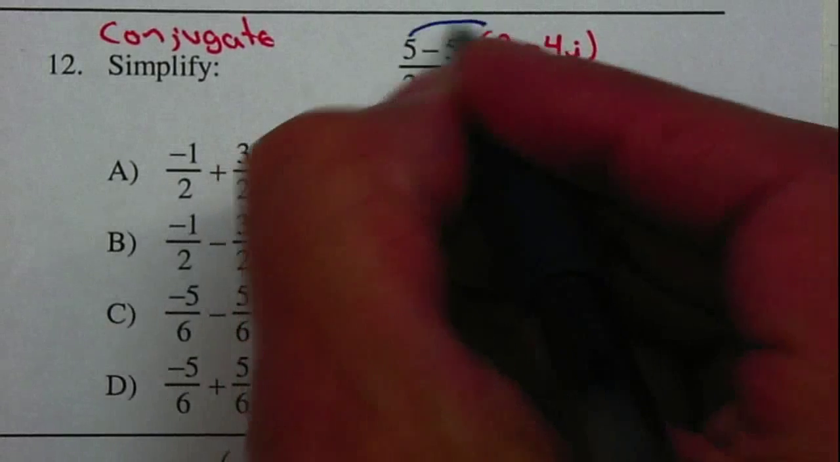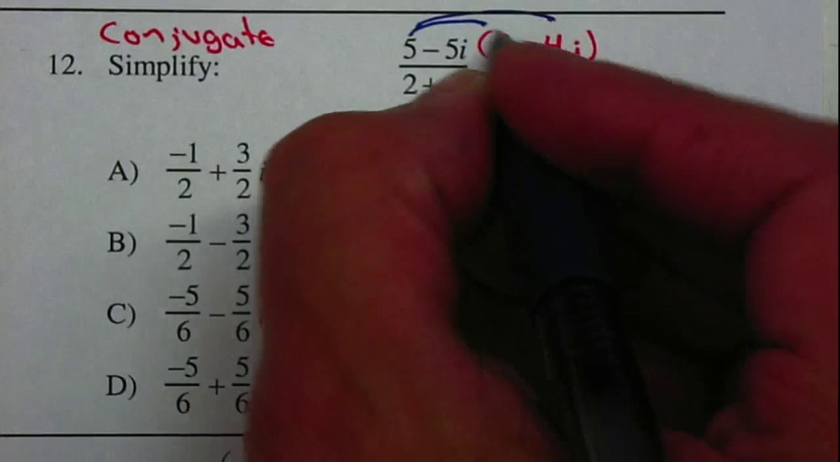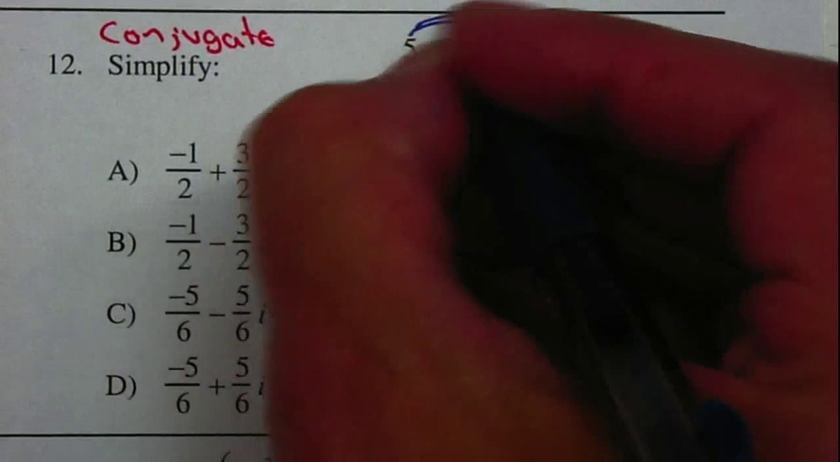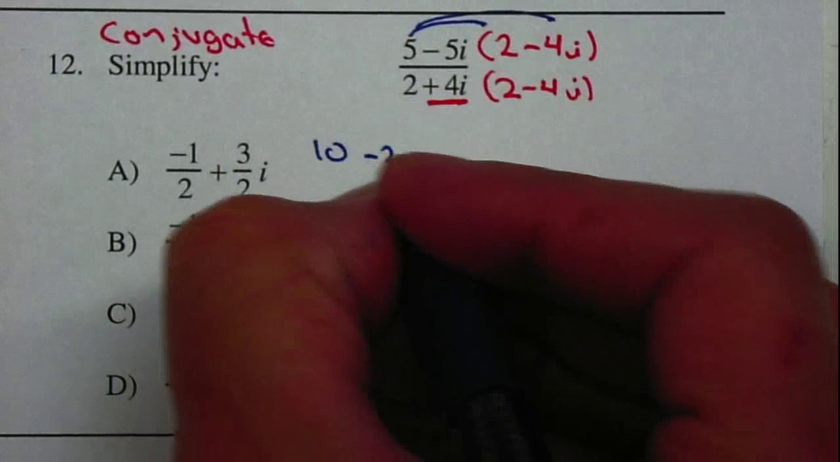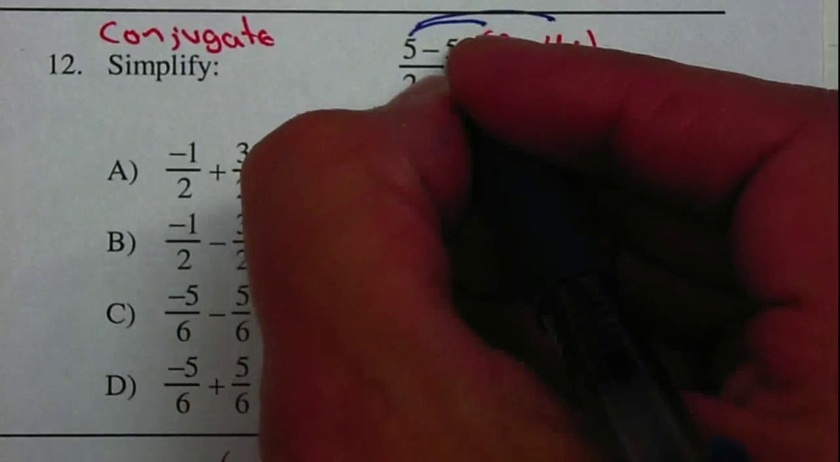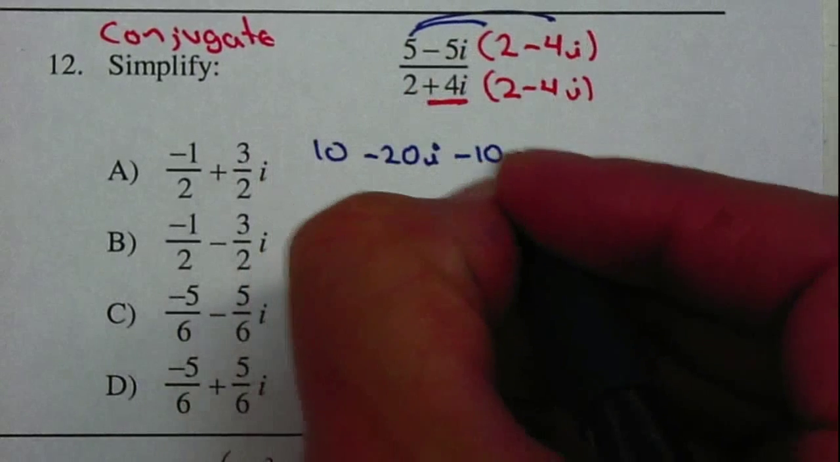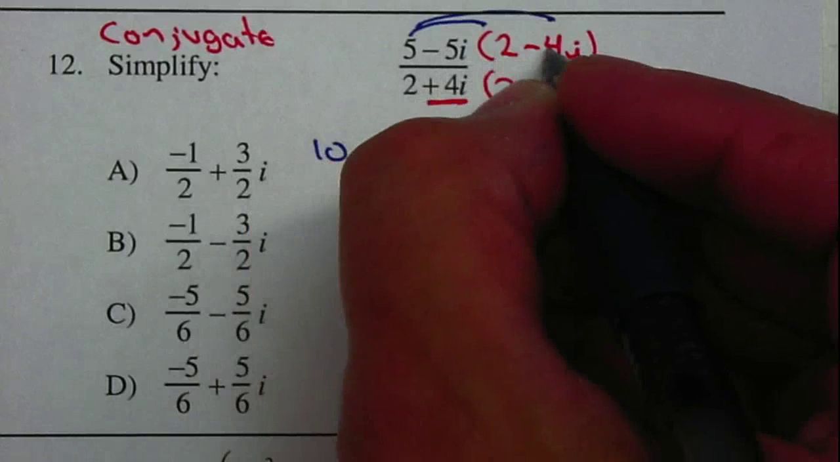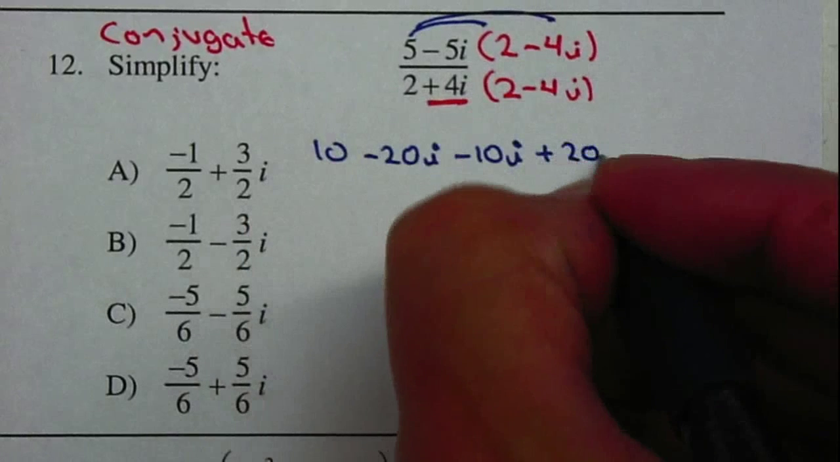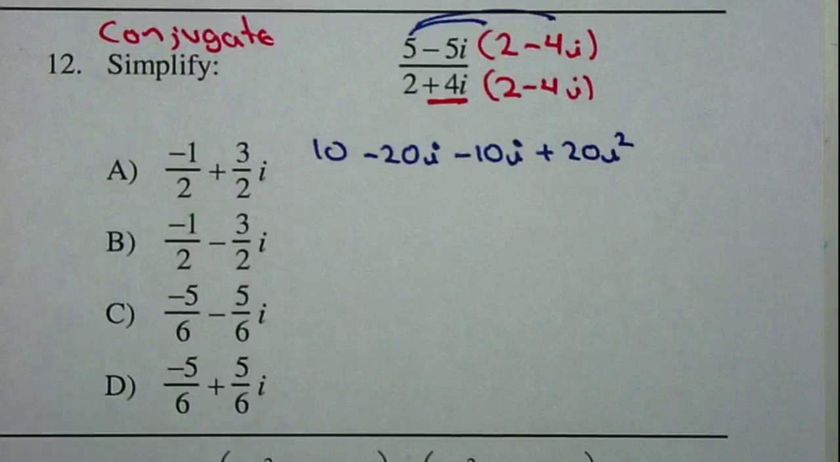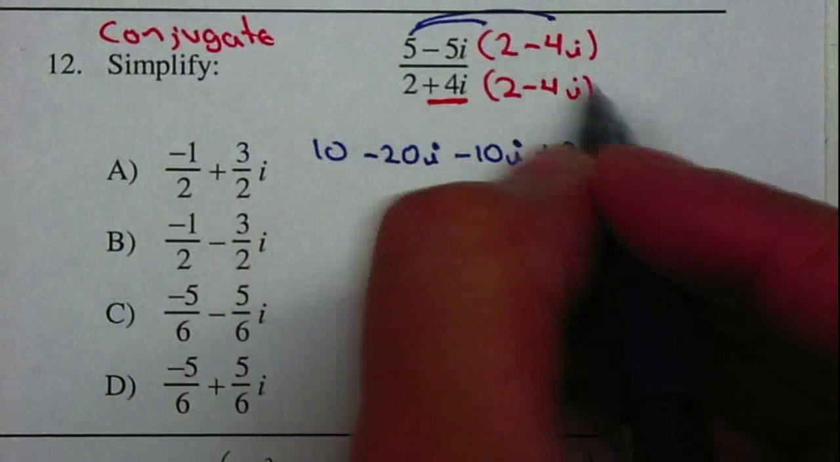So I'm going to distribute the 5 to them both. 5 times 2 is 10. 5 times negative 4i is negative 20i. Negative 5i times 2 is negative 10i. Negative 5i times the negative 4i is a positive 20i squared. Remember, when you multiply i times i, it gives you i squared.